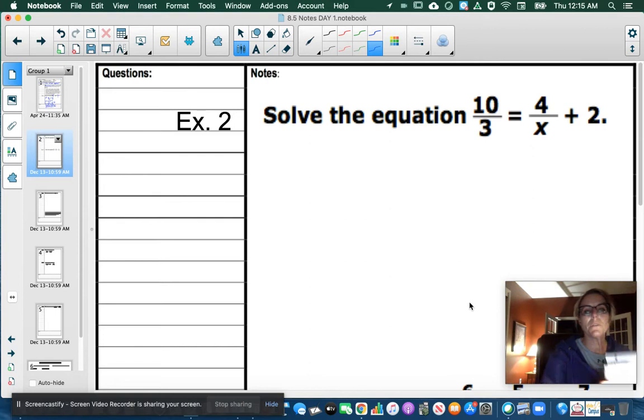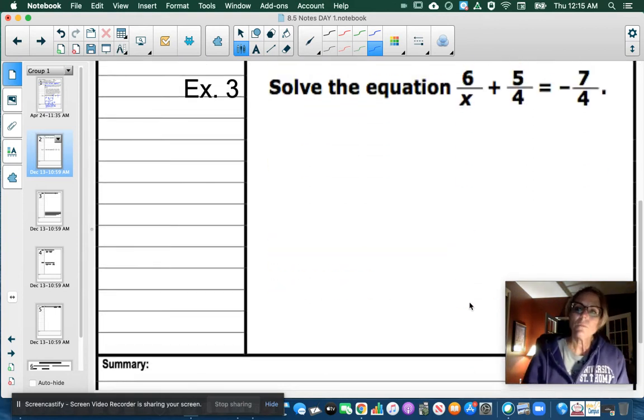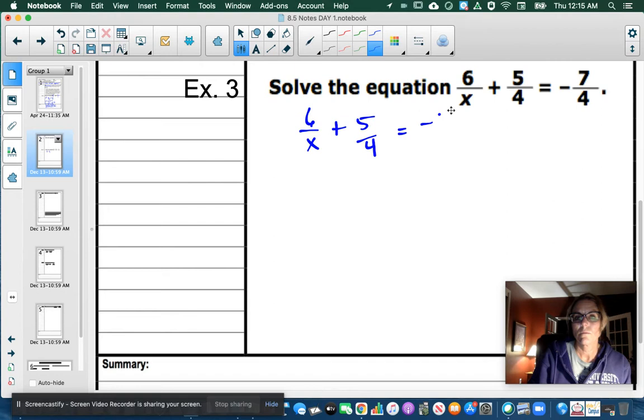Example 2, I'm saving for class, and I'm going to example 3. Solve the equation. And so I'm going to actually rewrite this equation. There we go. So when I look at the denominator, I see an x and I see a 4. So we have to multiply both sides by the common denominator, which is going to be 4x. So it's like 4x over 1.